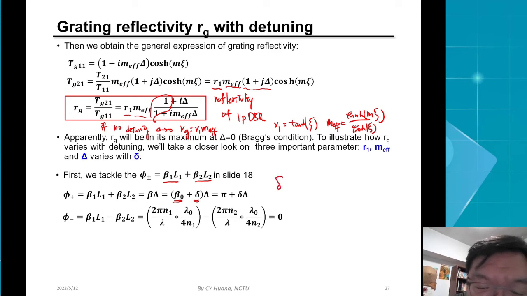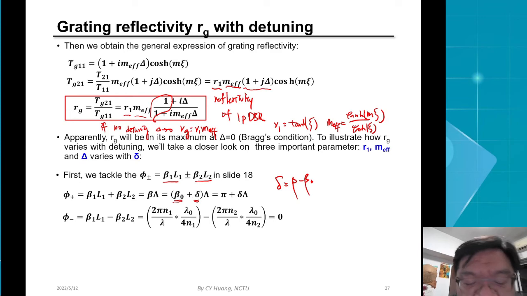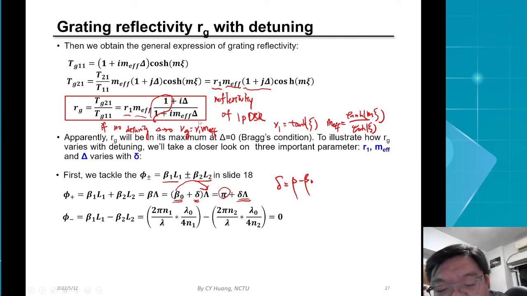Since we already defined lambda as beta minus beta 0, beta is replaced with beta 0 plus the detuning. Under the Bragg condition, beta 0 times gamma is pi, since each layer gives a half pi phase delay, and the rest is delta times lambda. Both of them have delta lambda.